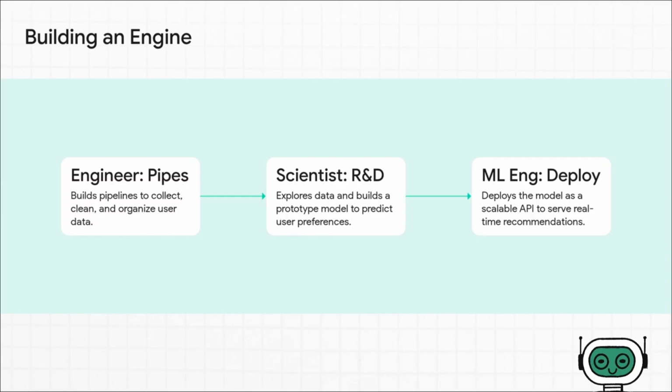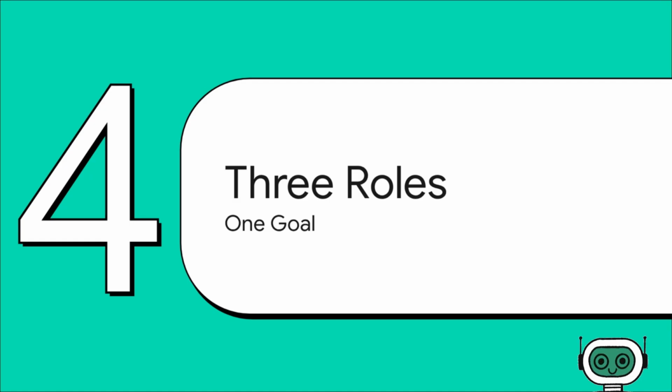Step 2, the data scientist takes that clean data and starts exploring. They're looking for patterns in user behavior to build a prototype model that can actually predict products a user might like. The R&D is a success. And finally, step 3, the ML engineer takes that proven model, often rebuilds it for speed and performance, builds a scalable API around it, and deploys it into the live app, where it can serve thousands of recommendations a second to real users. As you can see, even though their skills are really distinct, these roles are deeply collaborative. It's not a hierarchy. They're just specialists working together on one single production line.